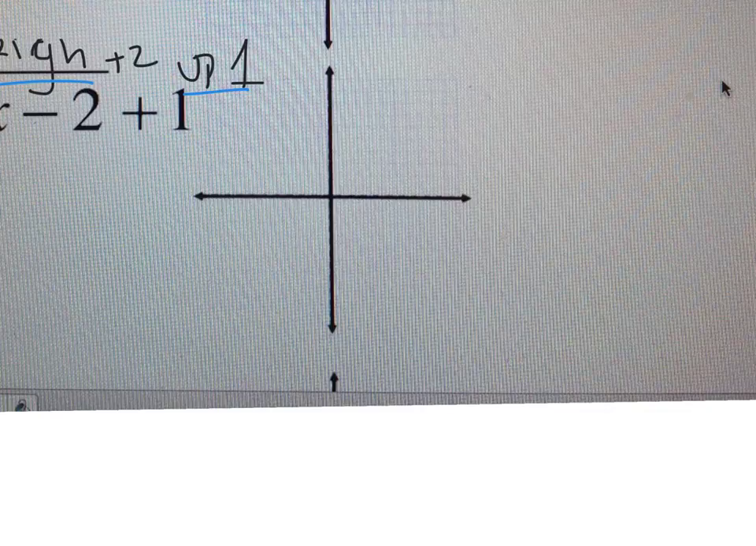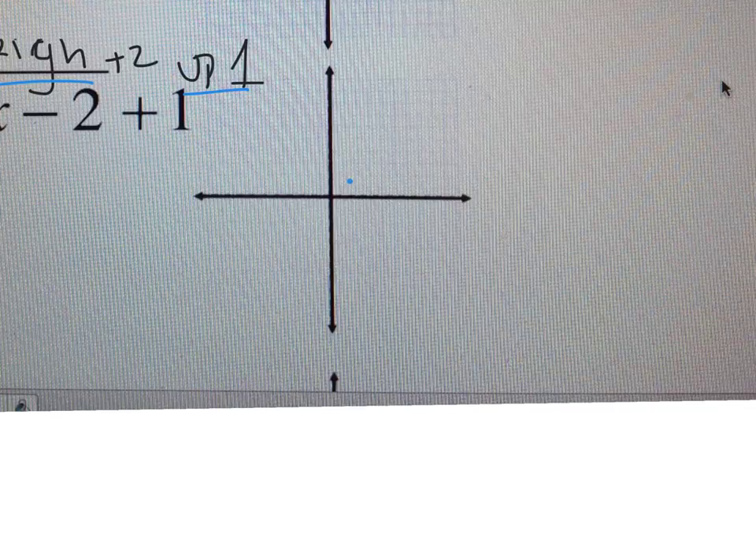It's always at 0, 0. Right here at 0, 0. But then I'm going to move it right 2 and up 1. Again, I'm doing my best to see this graph because the lines are really blurry. And that's where that point is going to be.